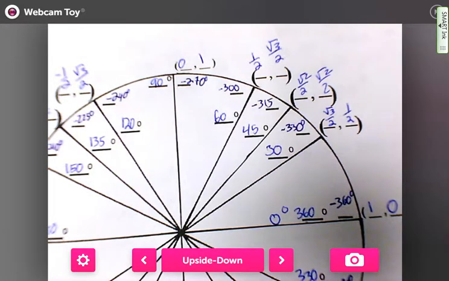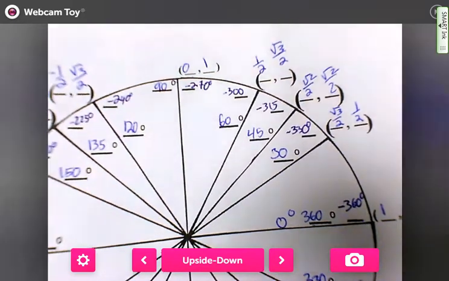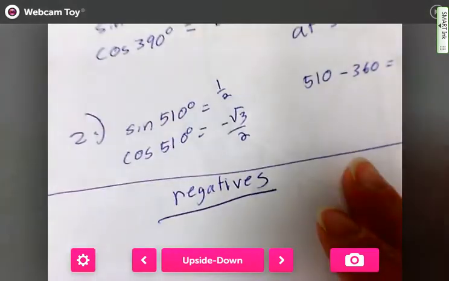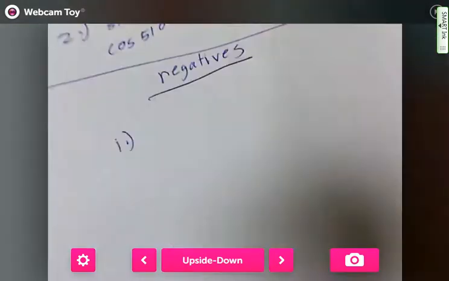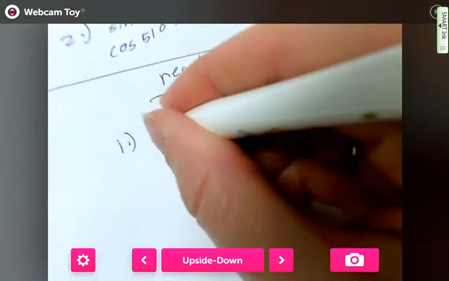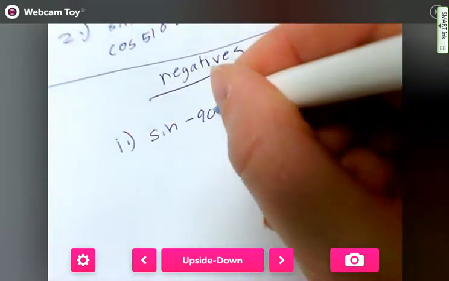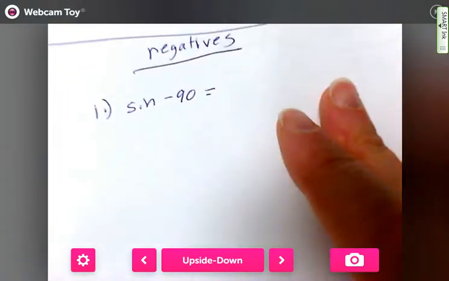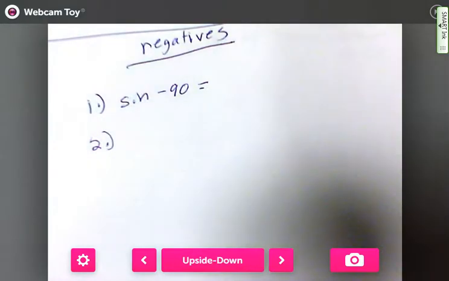Okay, so now we're going to talk about finding negatives for these. Okay, so we're going to go back to our notes. We're going to just do a quick warm-up thing. All right, I want you guys to find the sine of negative 90. So look on your paper. What's the sine of negative 90? Anybody have the answer? Negative 1.